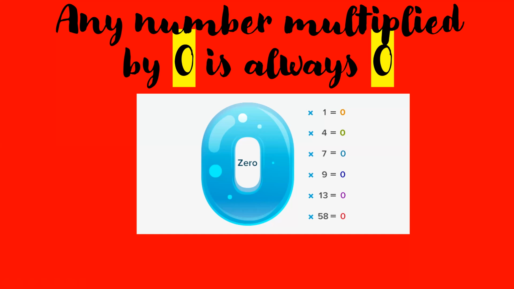It doesn't matter the size of the number. So if I want to multiply 1,000 by 0, my answer will be 0. If I have two factors such as 535 times 0, the product will be 0. Any number multiplied by 0 is always 0. So this is called the zero property of multiplication.